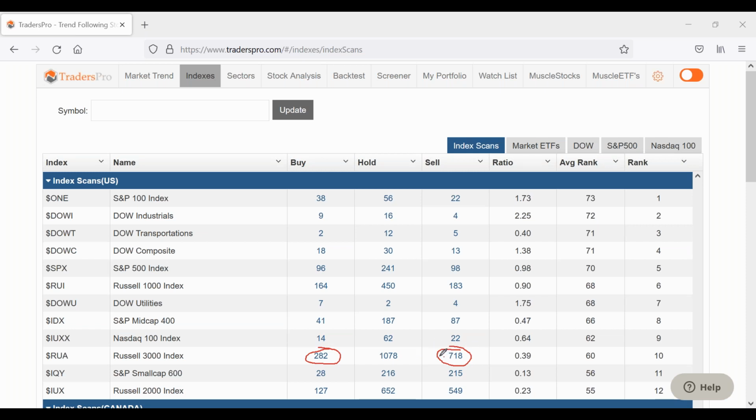So what we're seeing is there's a lot more of these stocks that are just moving into the hold area with the rally. Not as many that are going from hold to buy, but that's very common. It's common to see that after a big sell-off.